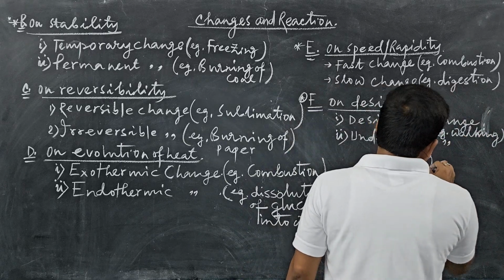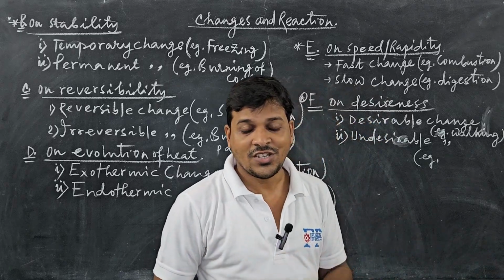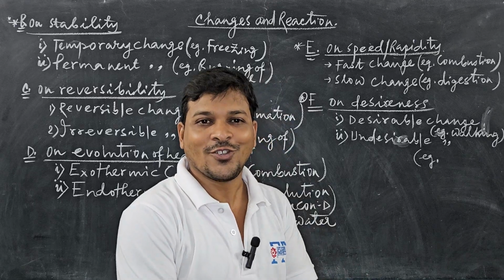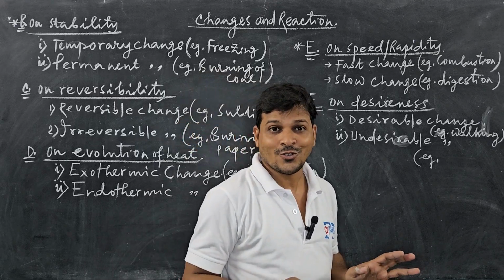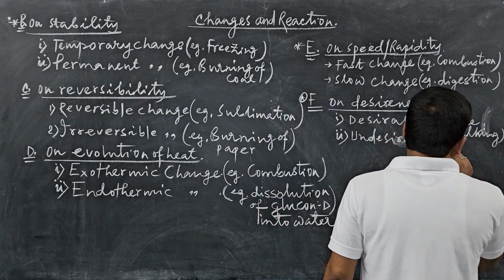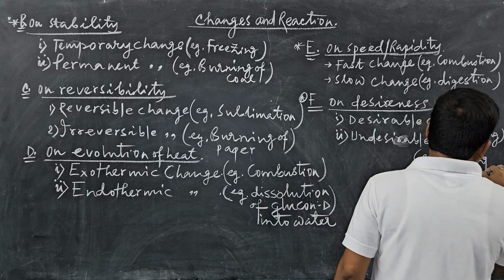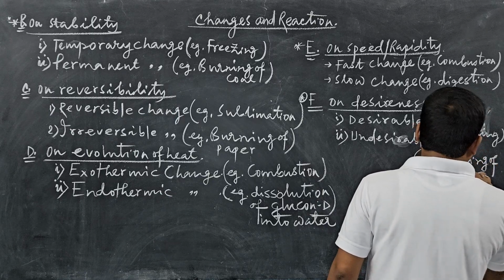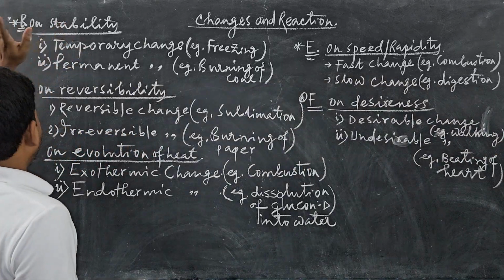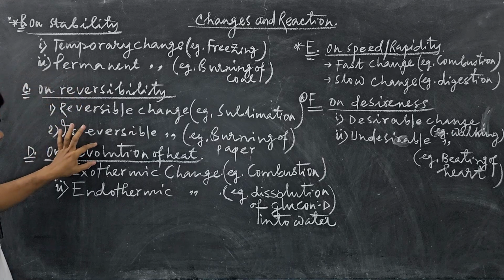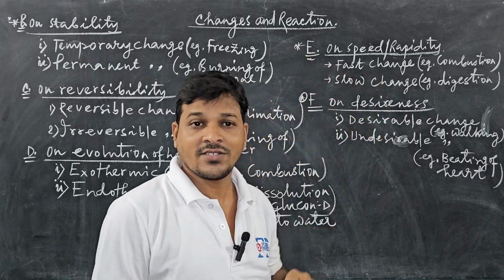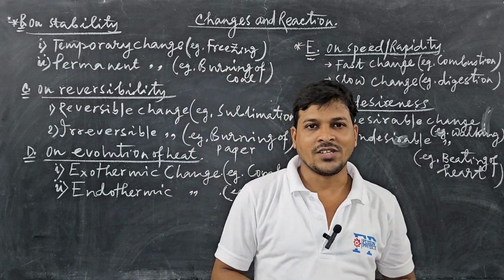Undesirable change: the beating of the heart, the normal heartbeat, we cannot control this. Blood circulation, we cannot control this either. These are the different types of changes: stability, reversibility, evolution of heat, rapidity, and desiredness.